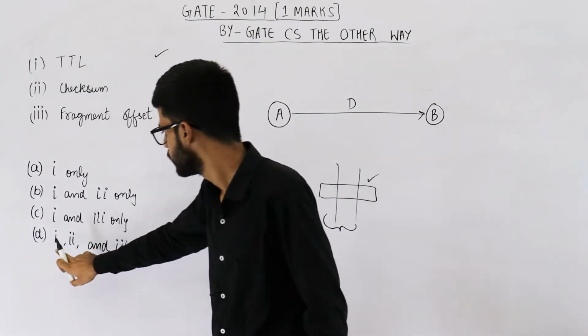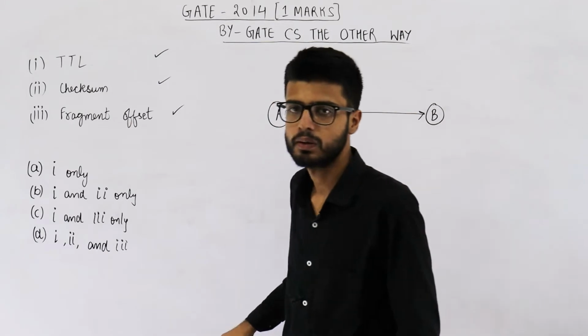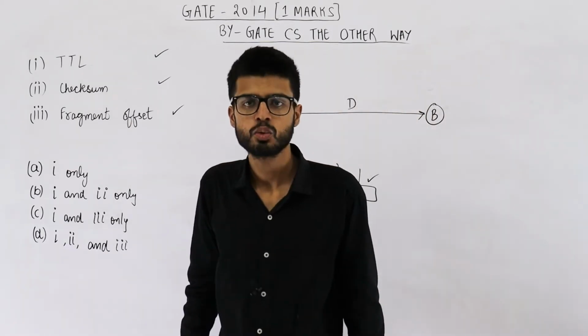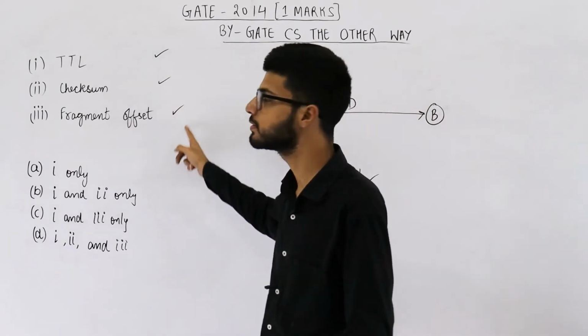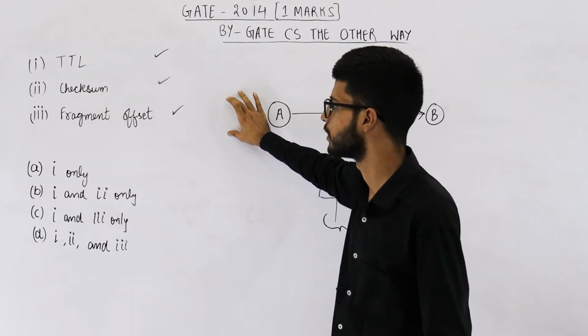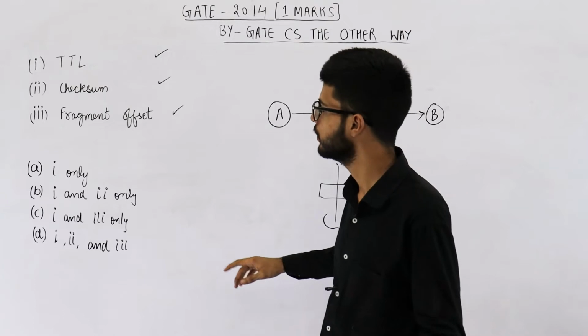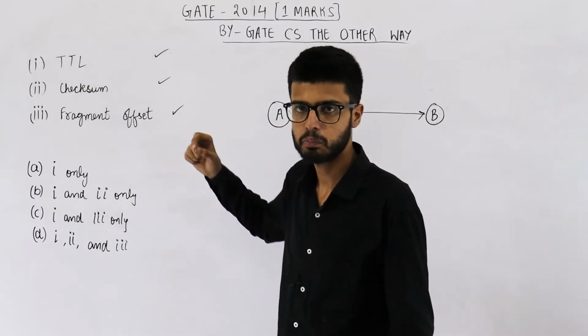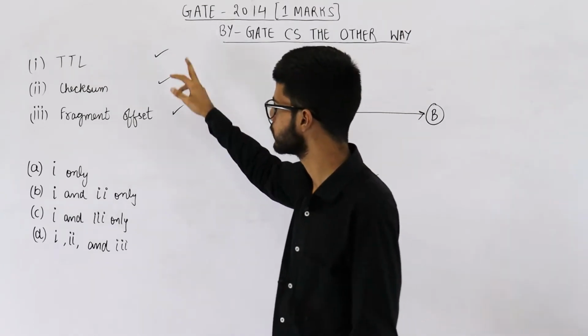Answer is 1, 2 and 3. So the important word in this question is may. They are asking which of these may vary. That is the reason fragment offset will also be considered. See, if fragmentation is not done, then this will not change. But because they are asking may vary, so consider all of them.